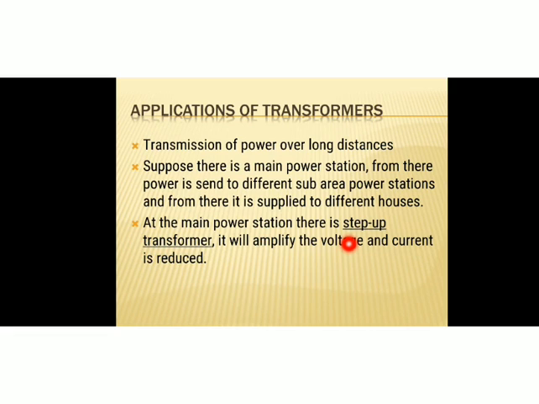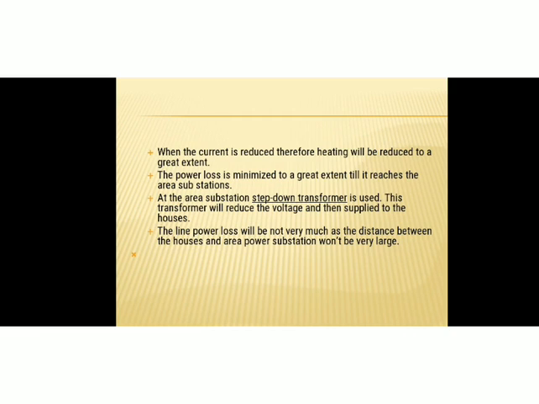At the main power station, there is a step-up transformer. From the step-up transformer, you will get high voltage, but at the same time, you will get low current. So the high voltage and low current coming from the step-up transformer at the main power station is given to the sub-area power stations. Okay. When the current is reduced, the heating effect will be reduced to a great extent, right? And the power loss is also minimized to a great extent till it reaches the area substations.